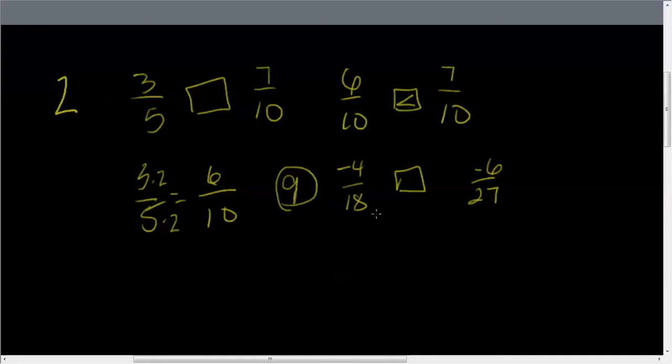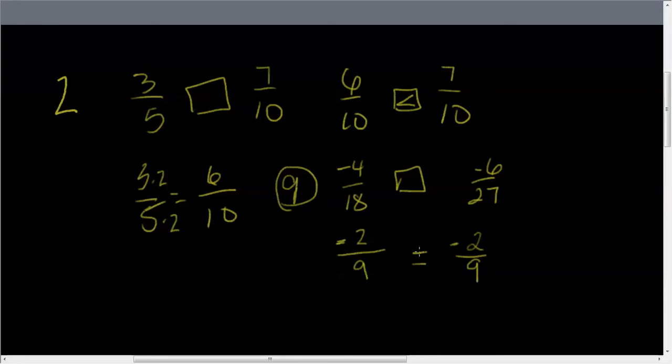Here, I noticed that I could reduce these. Now, I'm not sure what's going to happen when I reduce them, but that's the first try. So -4/18, 2 goes into both 4 and 18. And don't forget your negative sign. So 2 goes into 4 twice, and 2 goes into 18 9 times. And over here, I look at 6 and 27. 6 doesn't go into 27, but 3 goes into both 6 and 27. So 3 goes into 6 twice, and 3 goes into 27 9 times, and it turns out those two are actually equal.